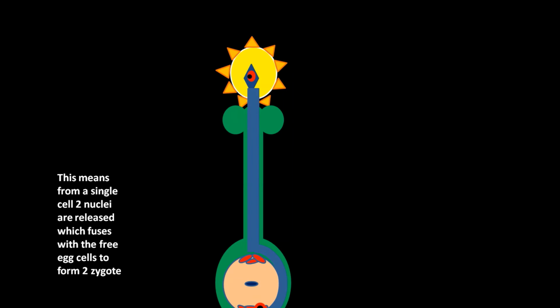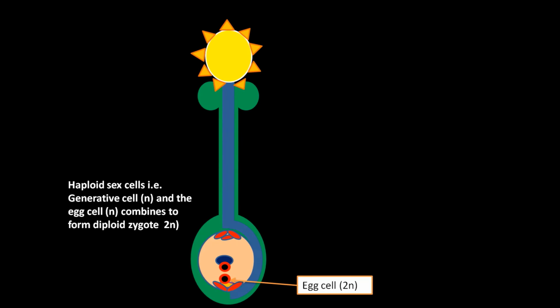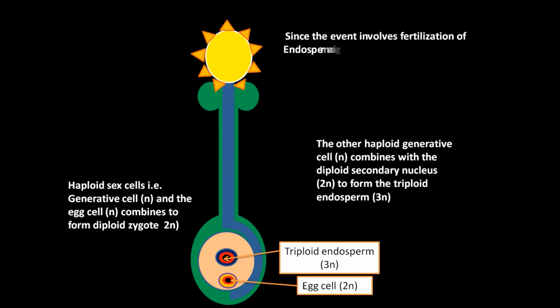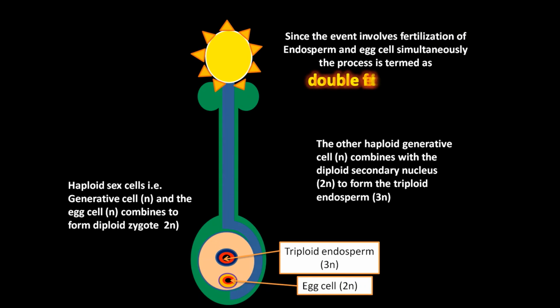Once inside the ovary, the two generative cell nuclei will fuse with the respective cell. That is, one fuses with the egg cell and gets converted into a diploid zygote, and the other will get fused with the diploid nucleus and get converted into a triploid endosperm. Since this event includes fertilization of two cells simultaneously, the process is termed as double fertilization.